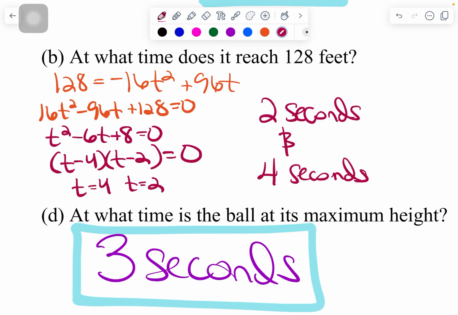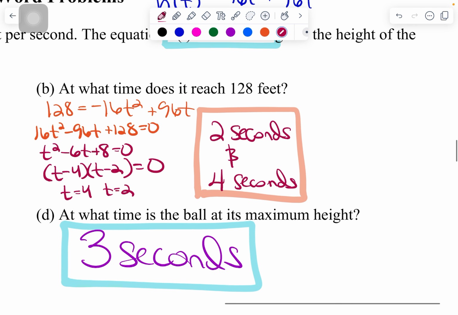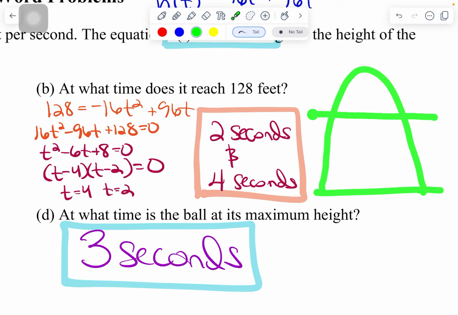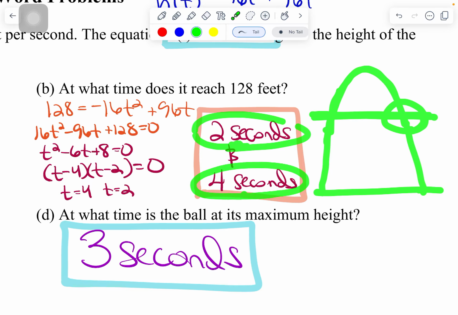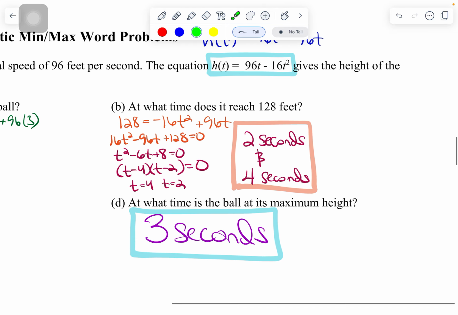Folks, it's both times. It does make sense that you're going to get 2 answers here. If you think about it, here's the ground, we've got this ball that's getting flung up into the air and coming back down. It's going to hit 128 feet going up, that's my 2 seconds, and then it's going to come back down and hit 128 feet at 4 seconds. So you have both of those situations here. We've got 2 times that it hits 128 feet.